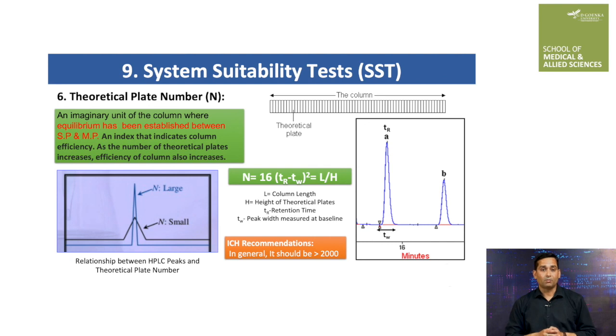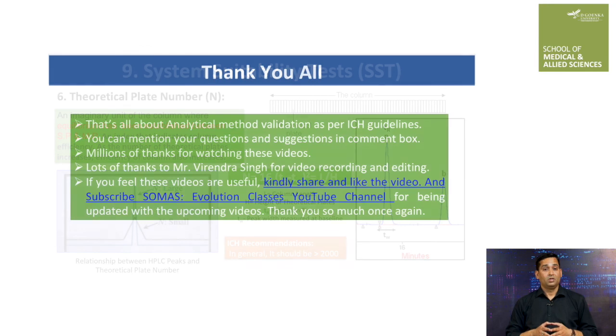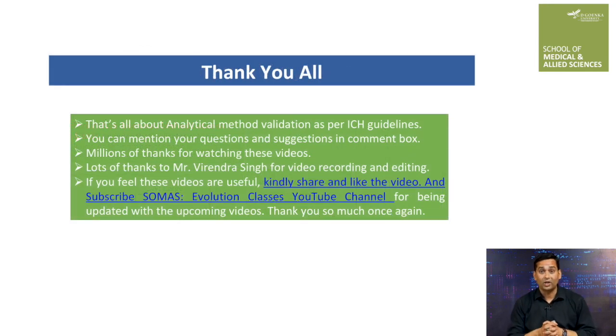Theoretical plate number, or capital N, is another system suitability test for HPLC, which is an index of column efficiency. As the number of theoretical plates increases, efficiency of column also increases. ICH guidelines recommend theoretical plate number to be greater than 2000. That's all about analytical method validation as per ICH guidelines.